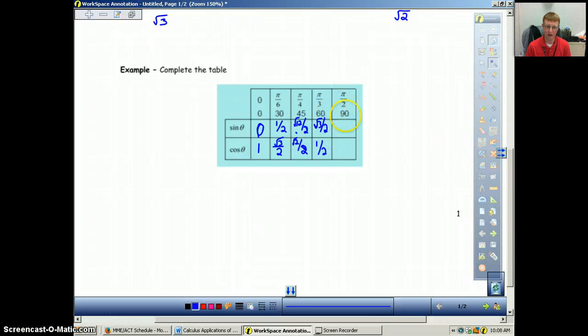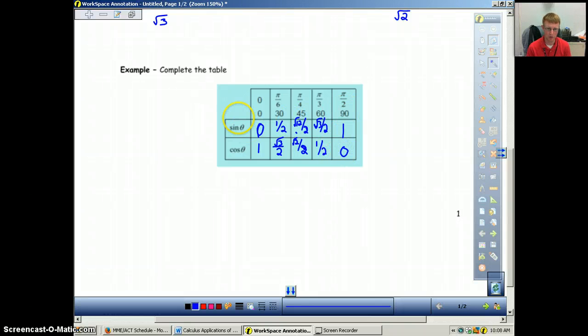And then we do our sine of 90. Again, sine of 90 using that unit circle from 7.3. That's that vertical line. The y value there is going to be 1. And then the x value for the cosine at 90 is going to be 0.